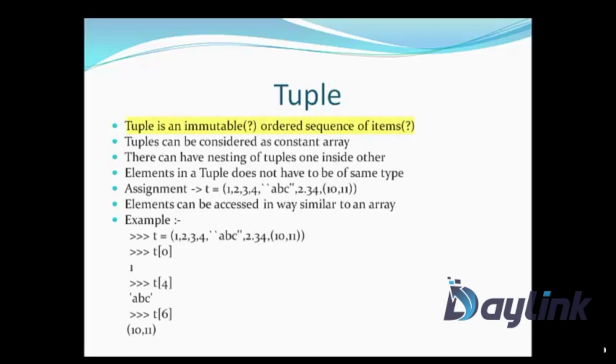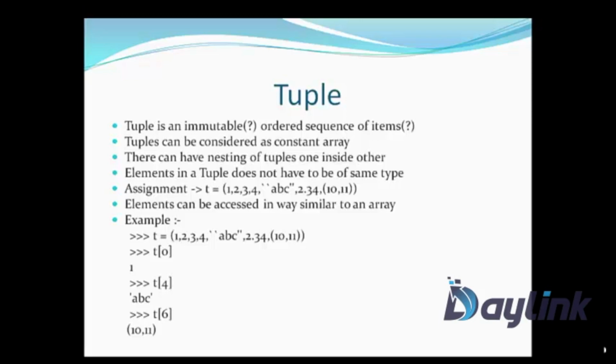Now we see the tuple. A tuple is an immutable ordered sequence of items. Tuples can be considered as a constant array. There can be nesting of tuples, one inside another. Elements in a tuple do not have to be of the same type. Assignment: T = (1, 2, 3, 4, 'ABC', 2.34, (10, 11)).